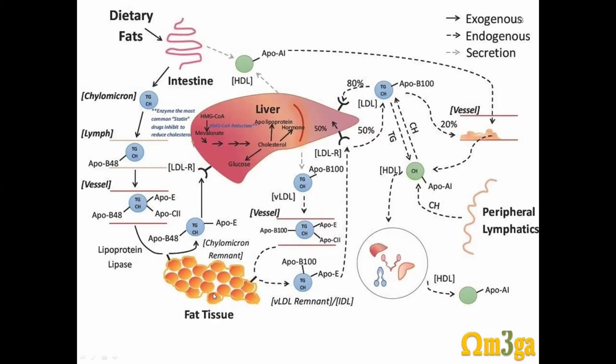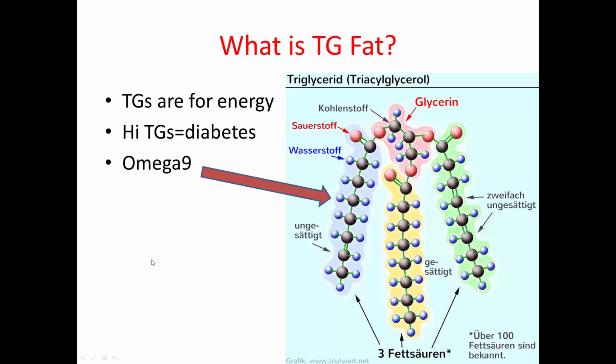Most fat gets stored in the fat tissue, and that's where it's used for energy. So this will be very exciting next time. Again, what is a triglyceride? I already explained it to you. It's 3 chains of fatty acids, which could be all 3 saturated, or all 3 unsaturated.